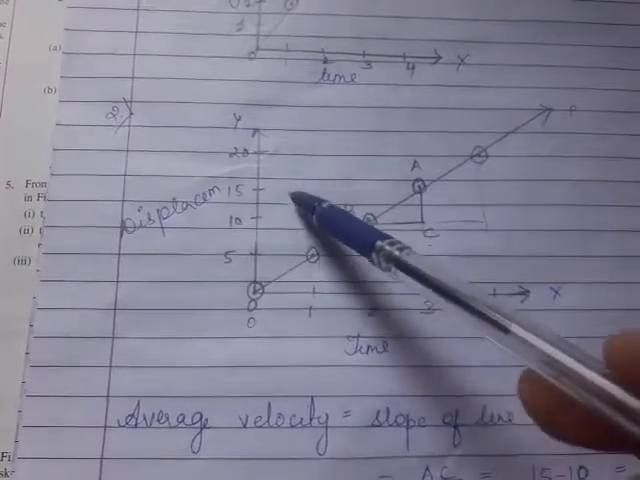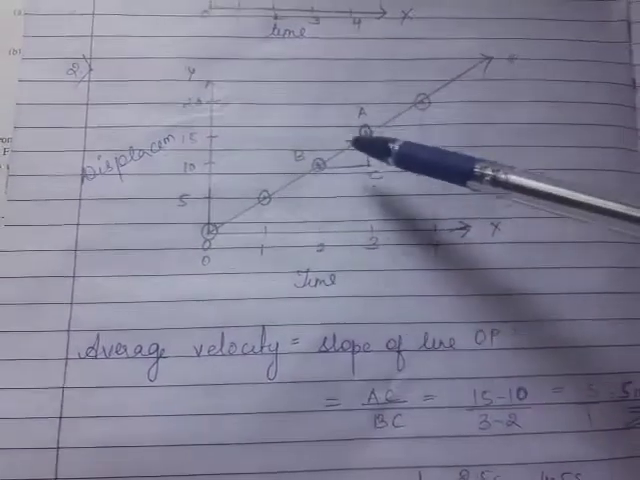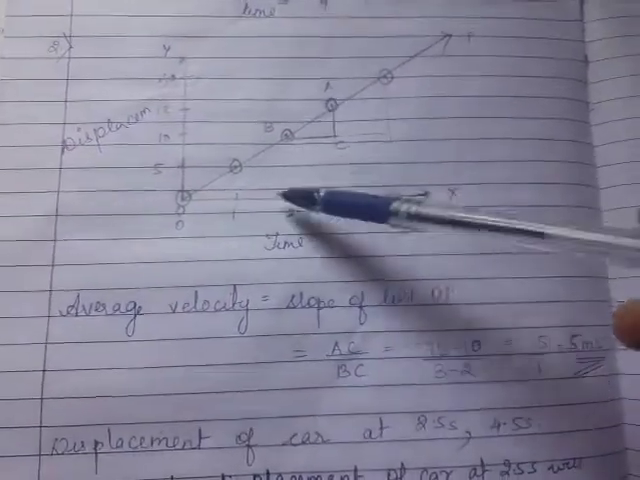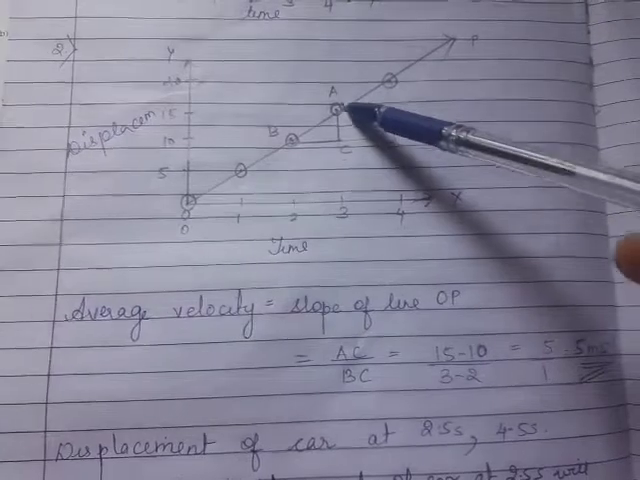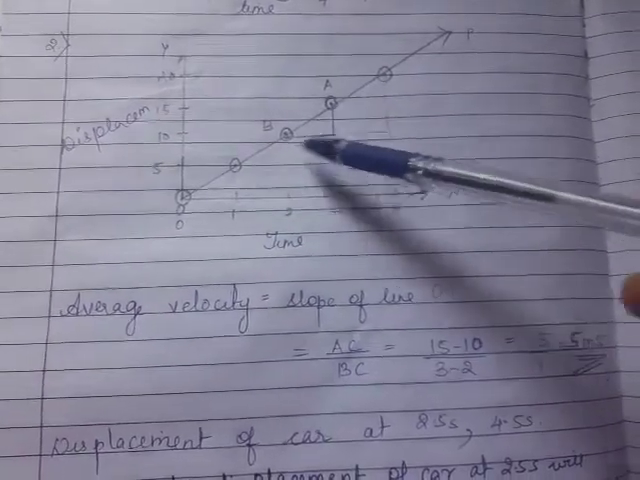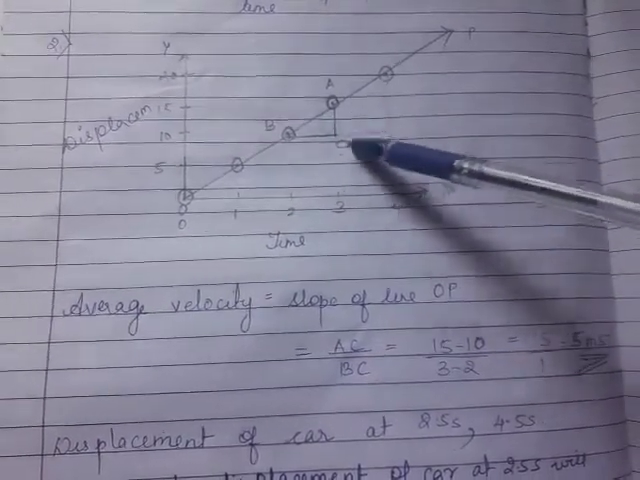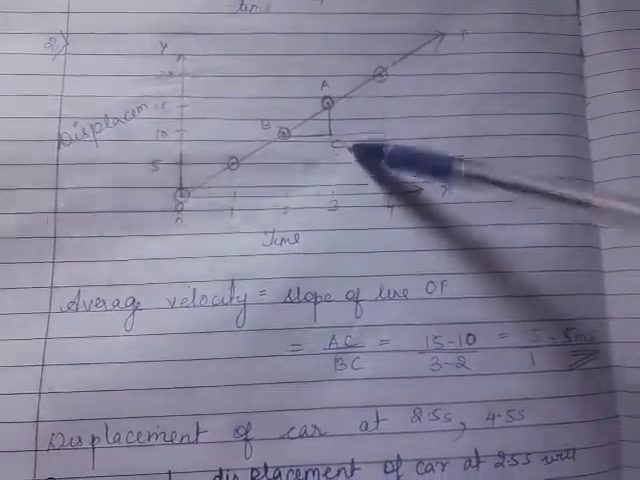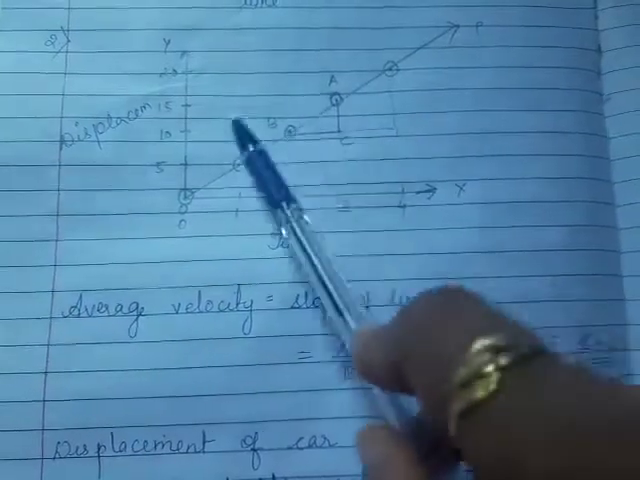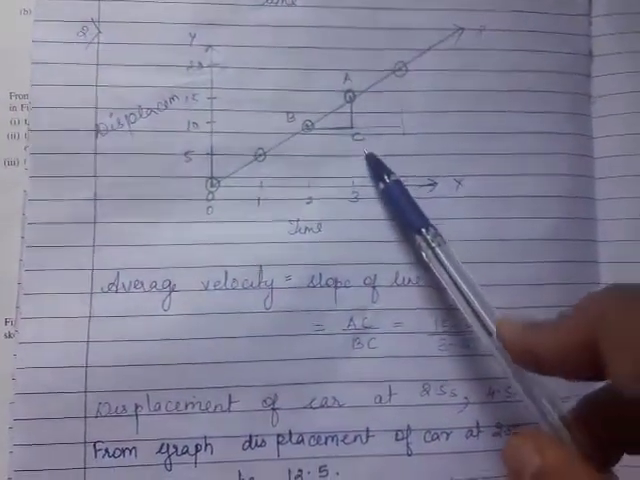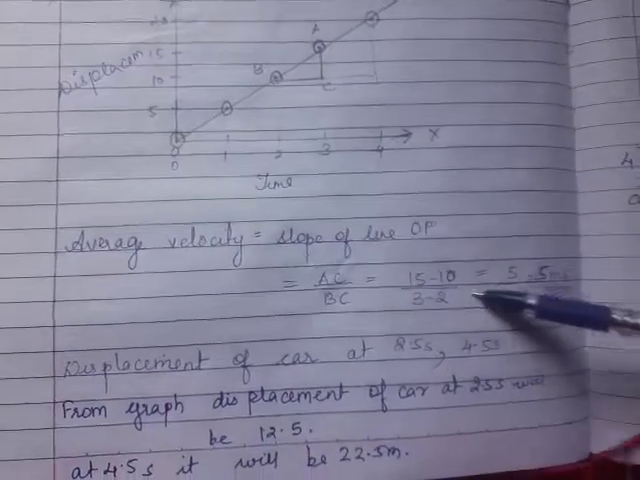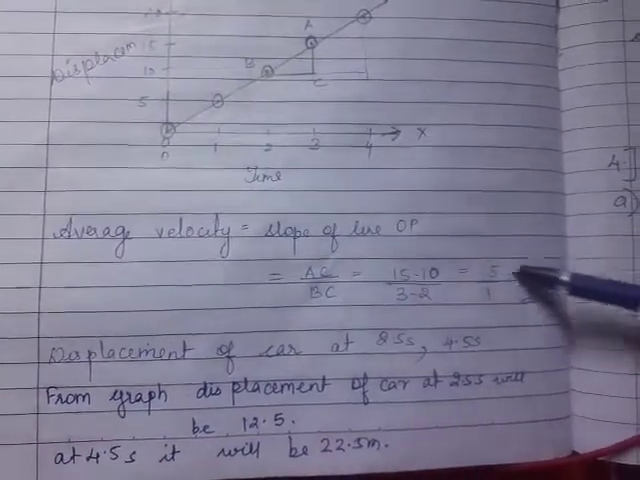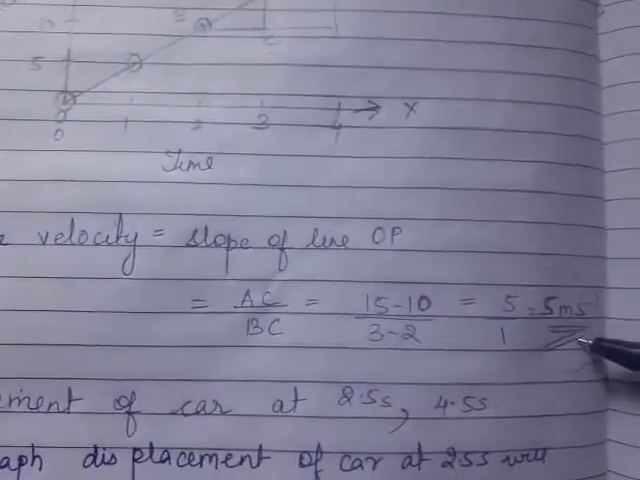So here this is 15. So what is this line? Slope will be AC upon BC, sorry, AC upon BC. AC is the y coordinate, y axis. BC is the x axis. So AC upon BC. So AC means 15 minus 10. So just see, 10 here, 15 here. 15 minus 10, and here 3 minus 2. 15 minus 10 gives me what? 5. And 3 minus 2 gives me what? 1. So what is my average velocity? It is 5 meter per second.